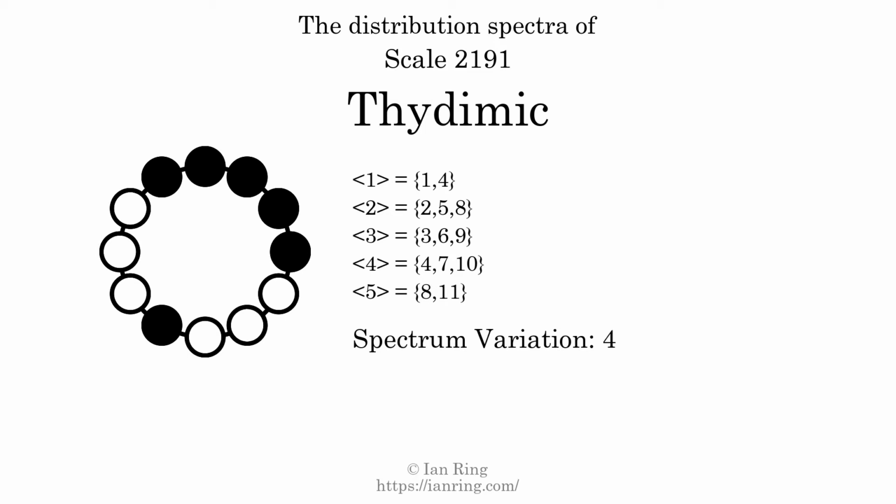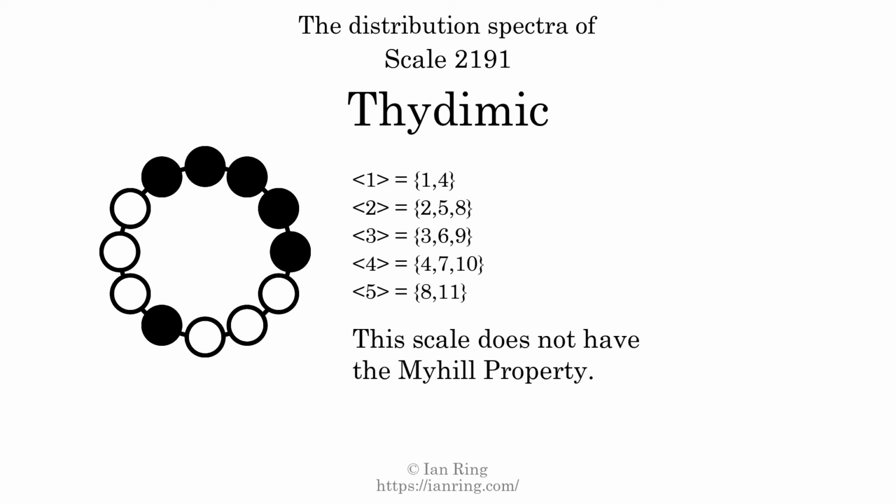Since the variation is greater than 0, this indicates that the scale is not perfectly even. The highest spectrum width is 6. Since this is greater than 1, we know that this scale is not maximally even. If every spectrum has exactly 2 specific intervals, we call that the Myhill property. This scale does not have the Myhill property. Since the generic interval ranges overlap, this scale is an improper scale.